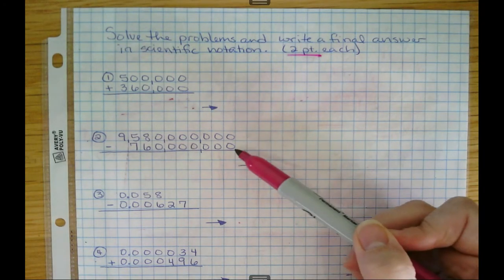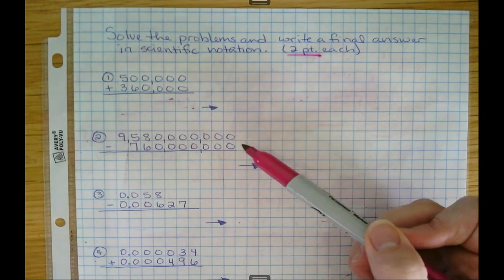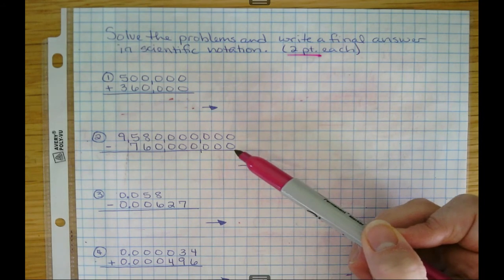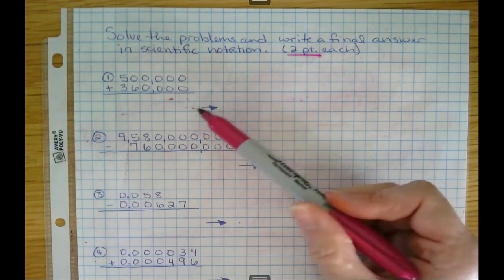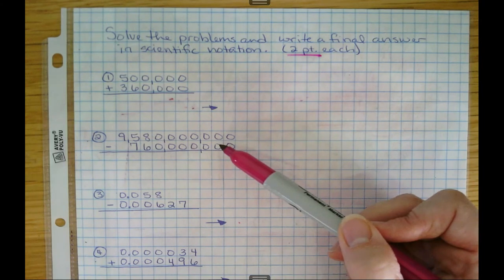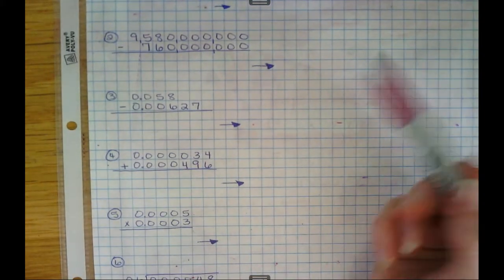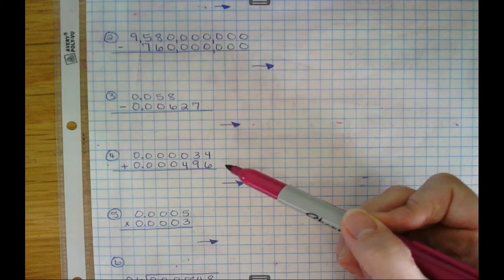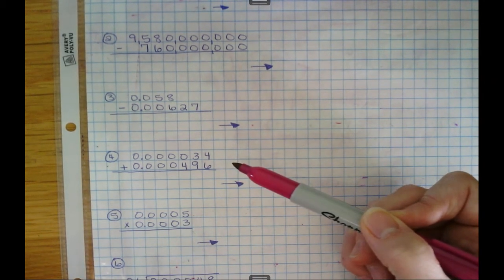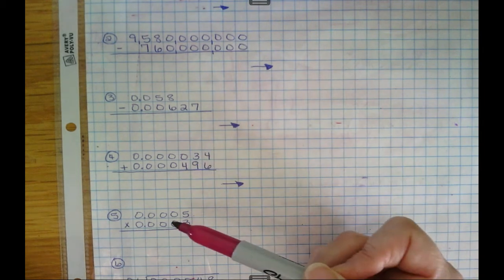Number 1 and number 2, you're going to add or subtract and then change your number to scientific notation. And because these are large numbers, they're going to have a positive power of 10. Number 3 and number 4 are decimal numbers. So they are going to have a negative power of 10. And we're going to do number 3 as an example.